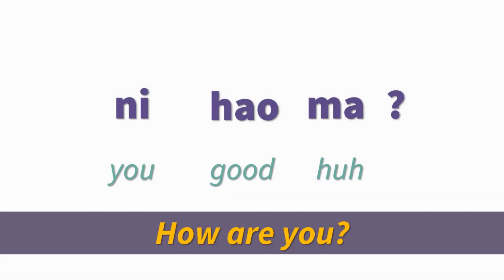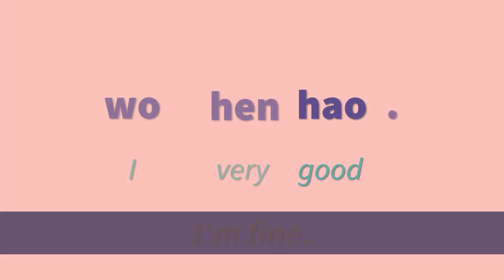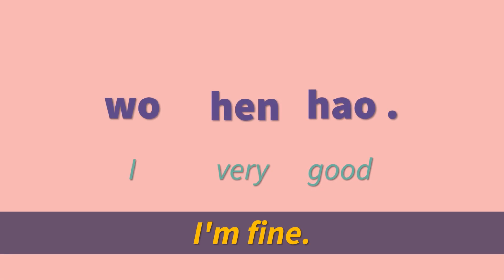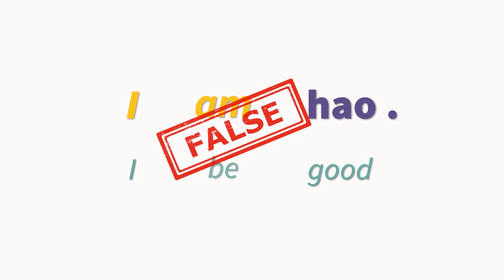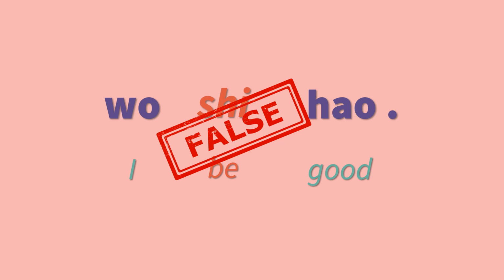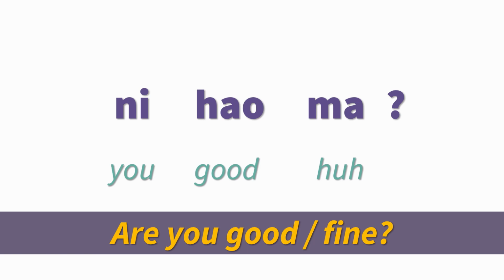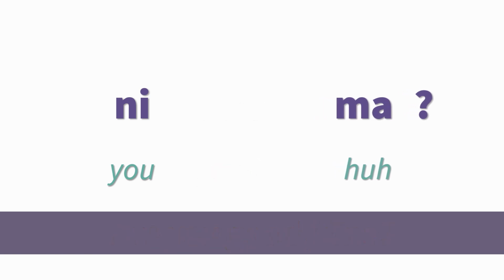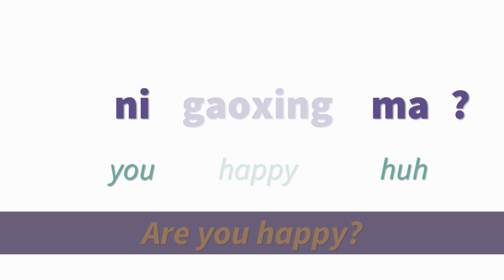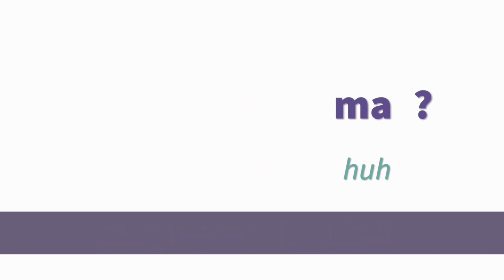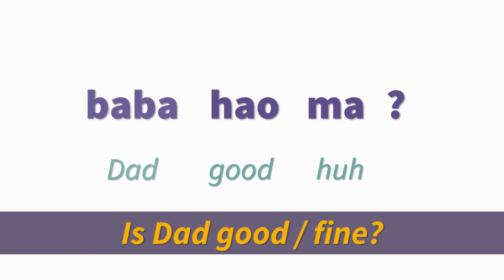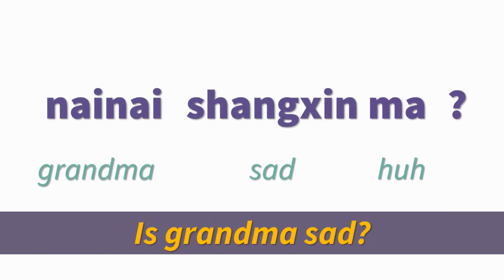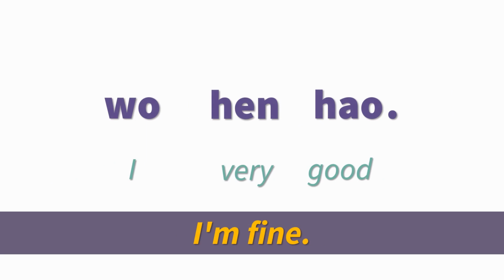Let's say you've just learned the conversation. 你好吗? 我很好. What you shouldn't do is to build new sentences with your English structure, such as I am fine. Instead, you should first remember these two sentences and then replace the basic elements. 你好吗? 你高兴吗? 你舒服吗? 他好吗? 爸爸好吗? 奶奶伤心吗? There are many possible combinations.